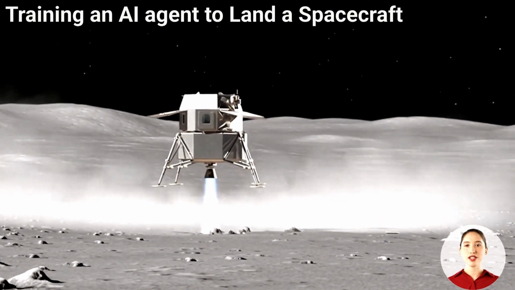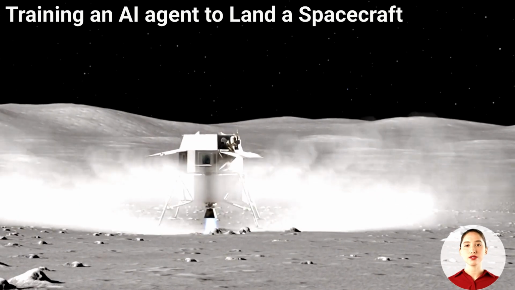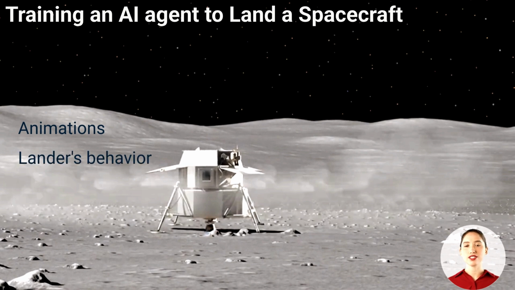In this video, an artificial agent learns to control a lunar lander, adjusting its engine thrust through trial and error to achieve a safe landing. But what makes this video unique is that you don't just see the landings. You also see inside the agent's mind. Through animations, you can follow both the lander's behavior and how the agent's internal memory evolves over time, showing how it learns which actions lead to a successful landing.